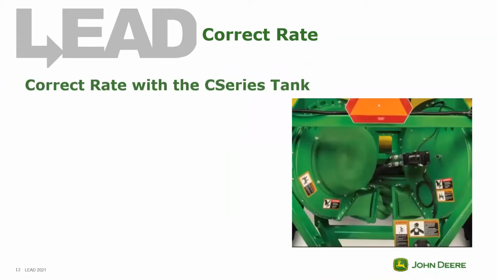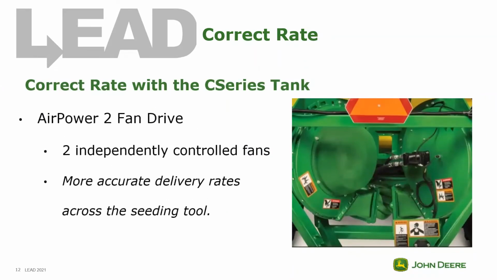The John Deere AirPower 2 fan drive has 2 independently controlled fans for more accurate delivery rates across the seeding tool. Fan speed is increased to apply 550 pounds of product per acre at 5.5 miles per hour on a 15-degree slope. Some main benefits of the AirPower 2 fan drive include greater consistency across the entire drill, more uniform seed emergence, more flowering in canopy, and greater yields.